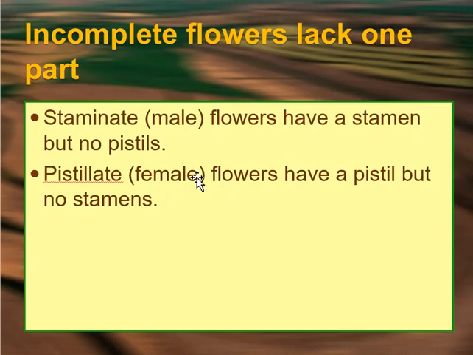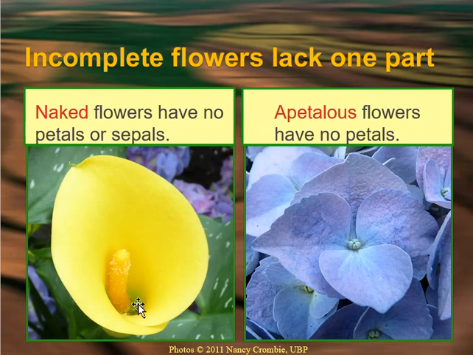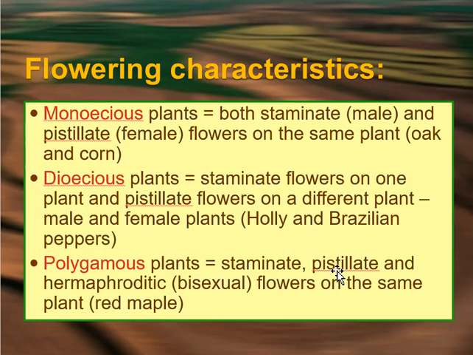So incomplete flowers lack one part. So staminate or male flowers have a stamen but no pistil, and then pistillate or female flowers have a pistil but no stamen. Okay, so you can kind of see this one has a stamen, this one has a pistil, but it doesn't have both.